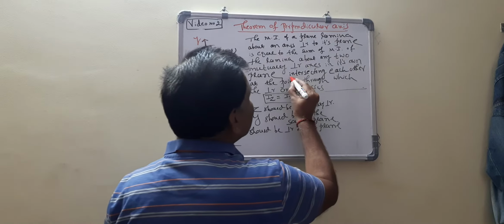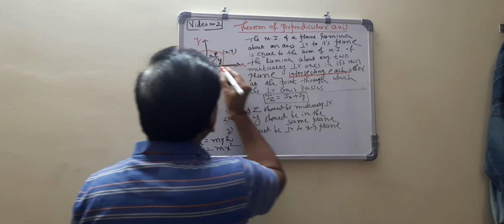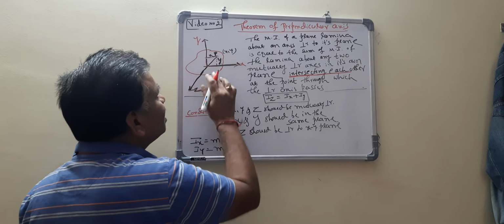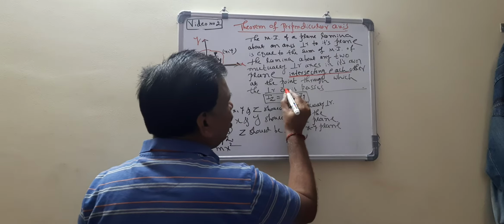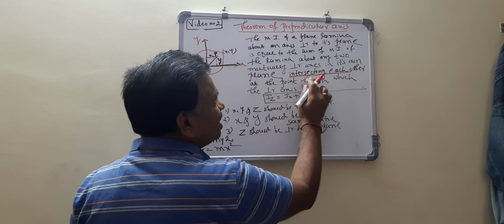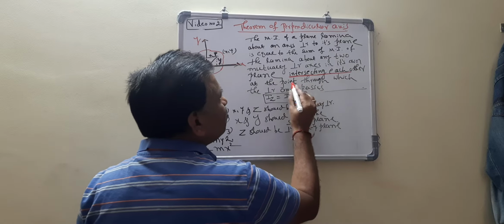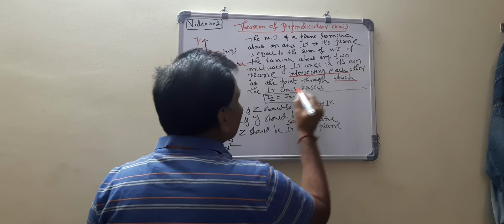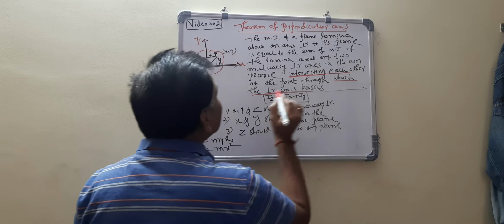Where are they intersecting? They will intersect. X and Y are intersecting at the point. Read carefully: intersecting each other at the point where the perpendicular axis passes.